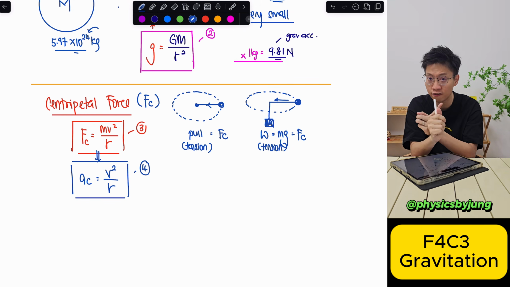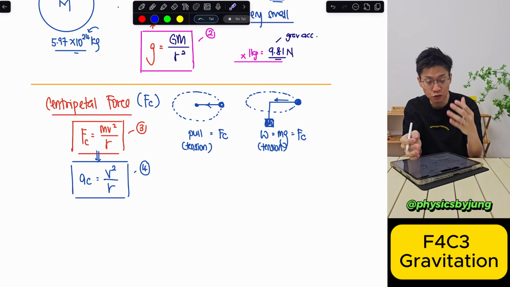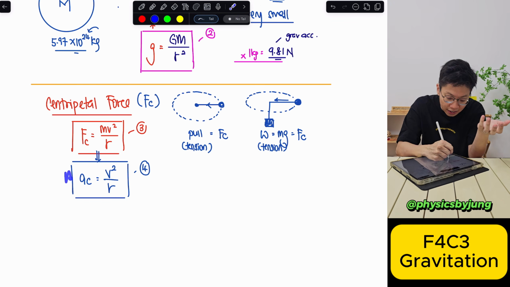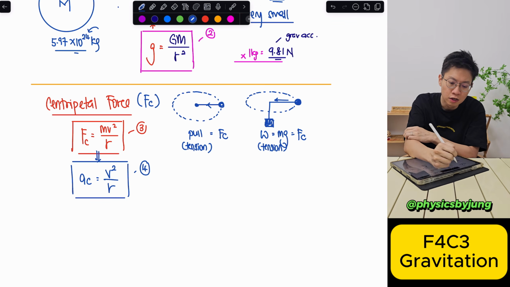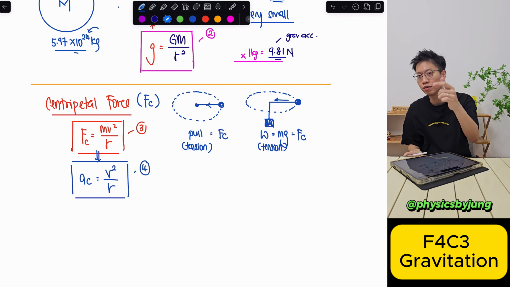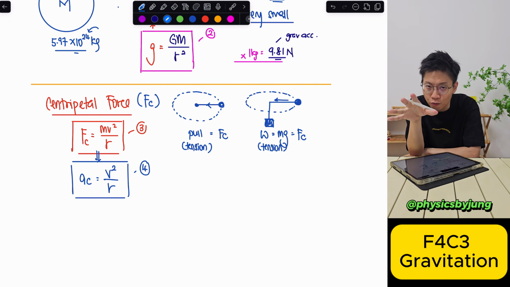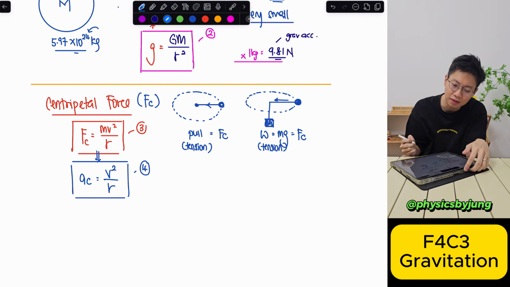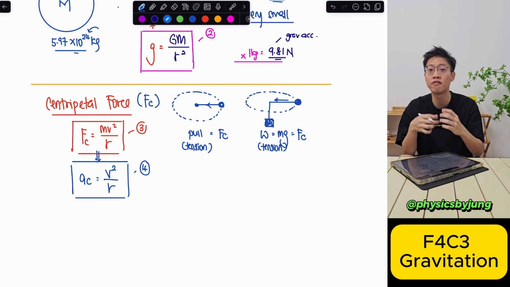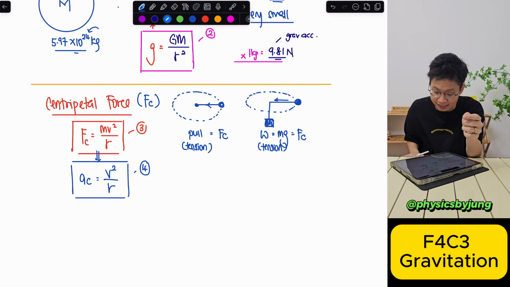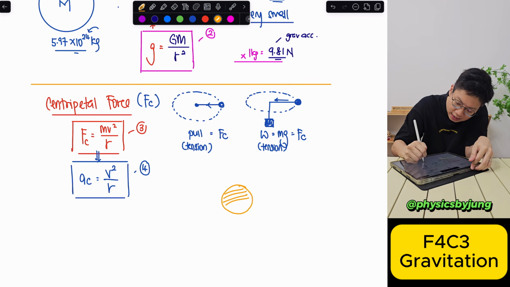So if you want to find acceleration, you use v squared over r without the m. If you want the force, you multiply by m, since F equals ma. That's why you have mv squared over r. Okay, guys, make sure you write this down if you have a piece of paper. Now, what is the tough one here? The tough one is when you use centripetal force in the case of planets. For example, let's say now this is the sun.